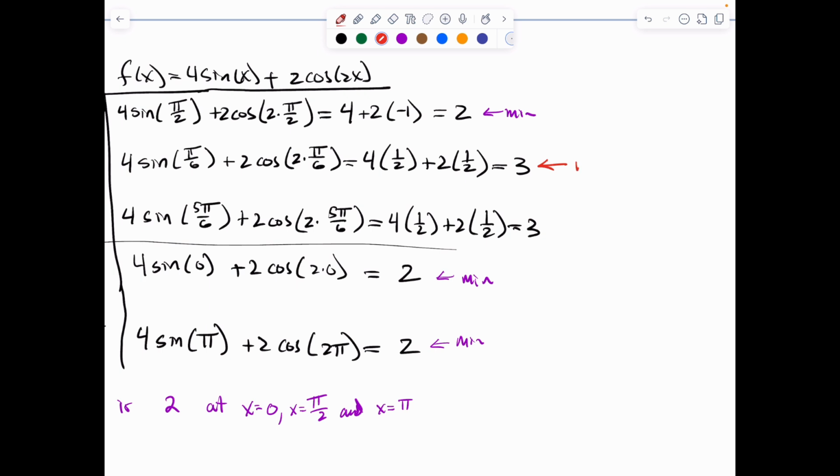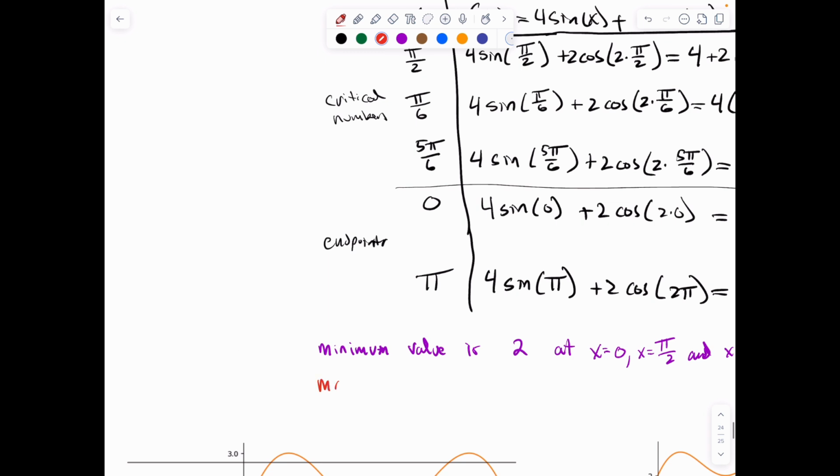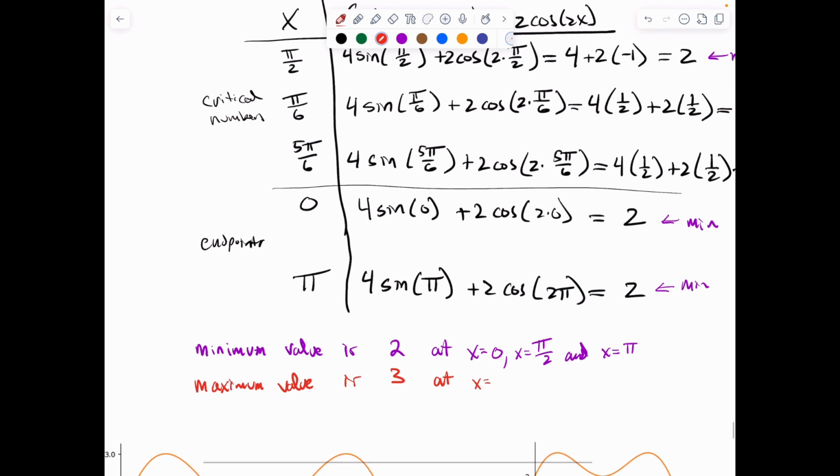And then the maximum. Here's the maximum. The maximum value is 3 at x equals pi over 6 and x equals 5 pi over 6. Wow. Yeah, so it's just a little bit boring.